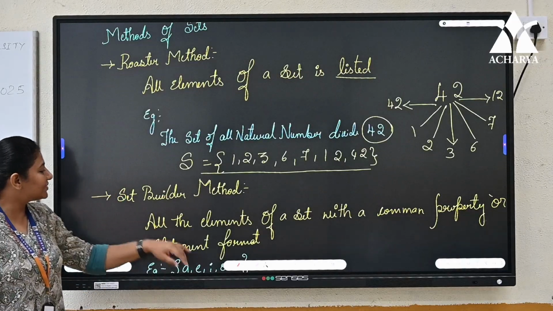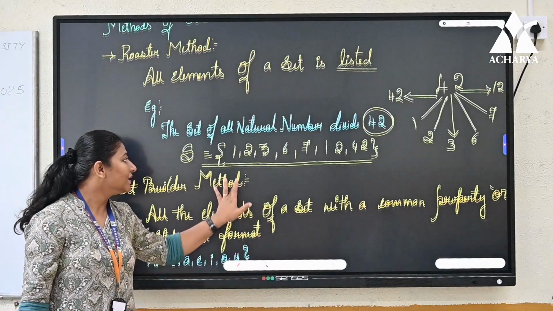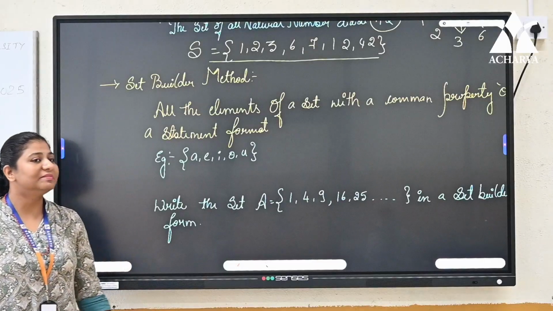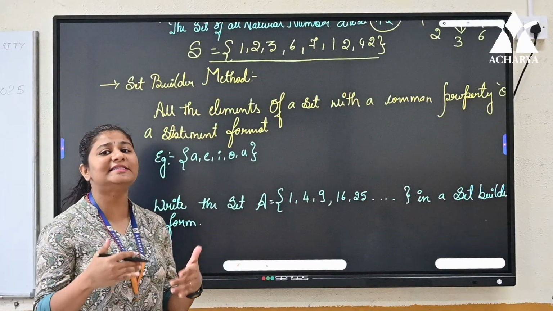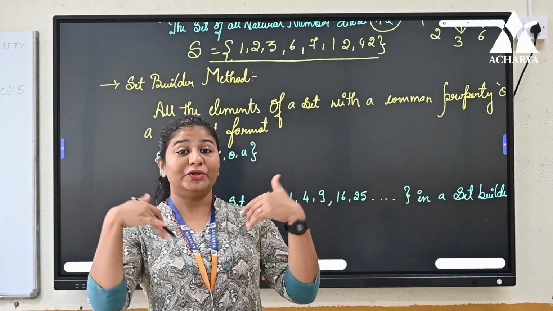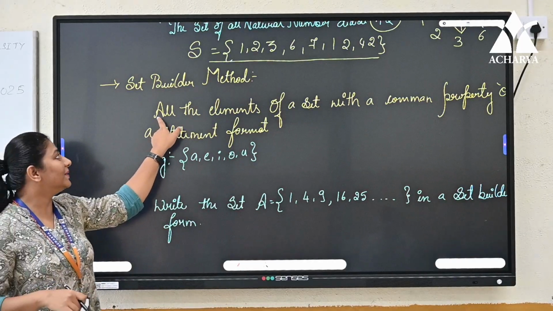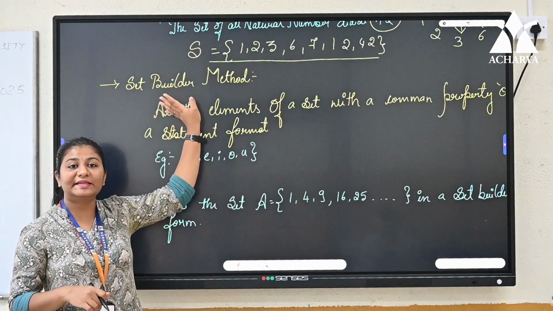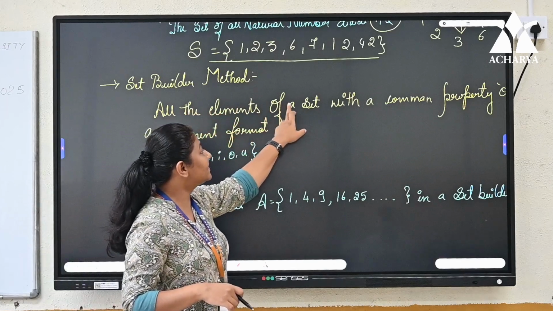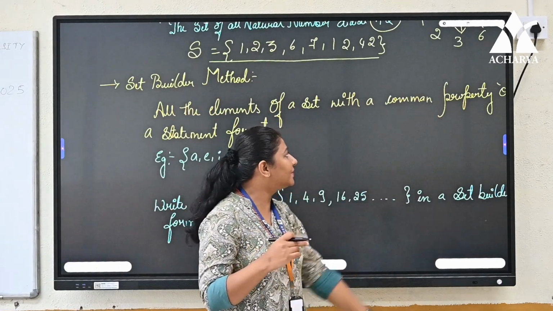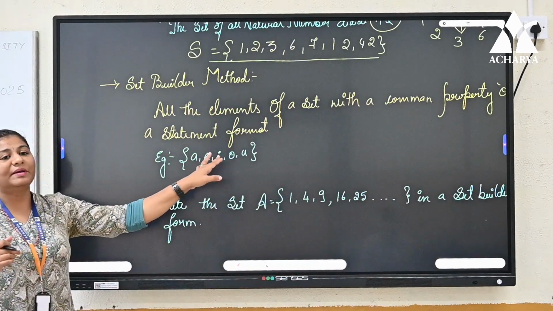Next comes the set builder method. In the set builder method, whatever listed form has been given, you need to express it in a statement format. For example, all the elements of a set with a common property, written in a statement format.